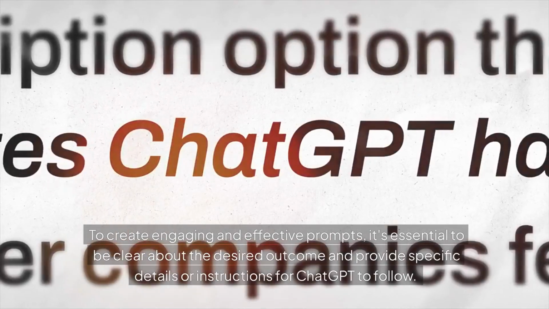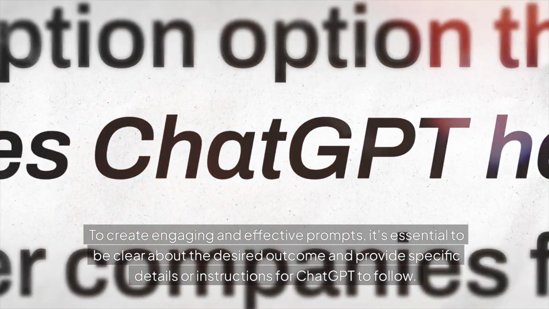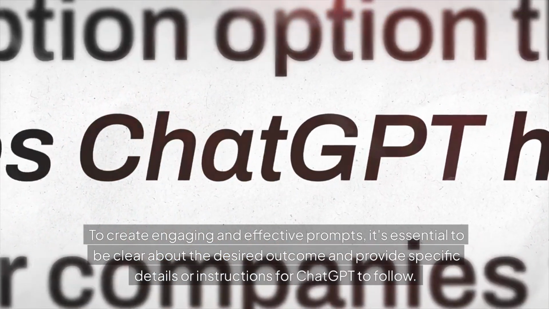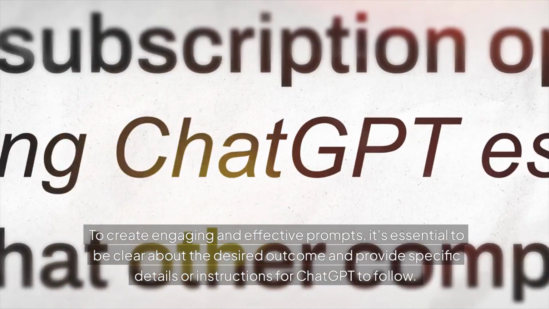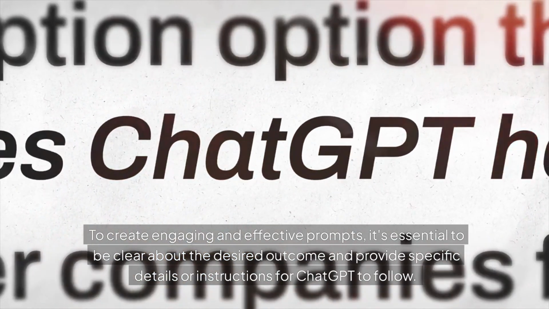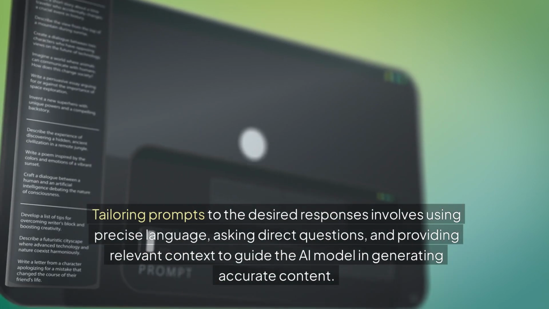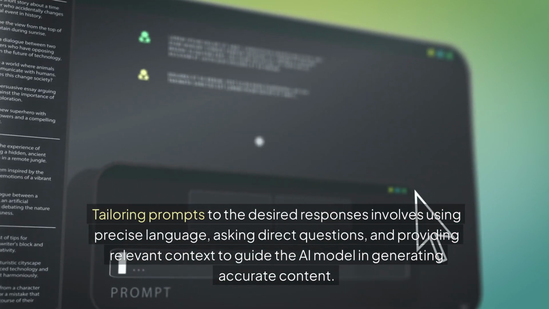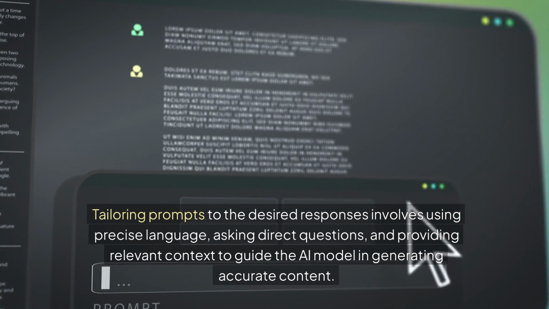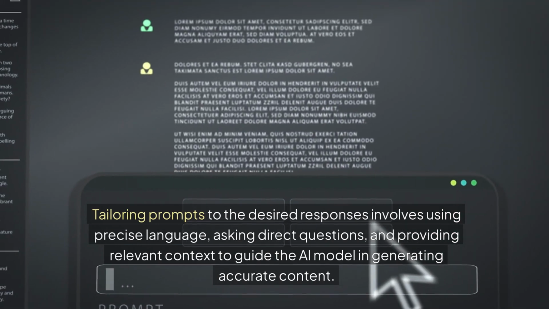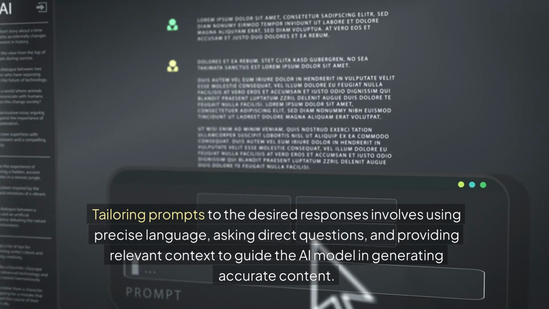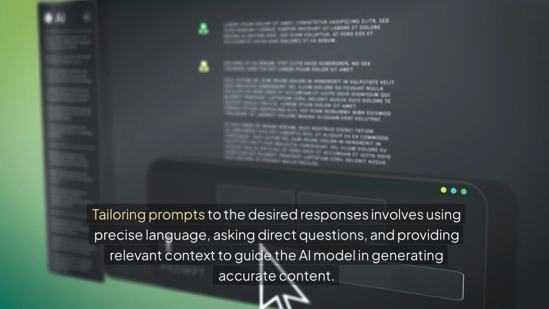To create engaging and effective prompts, it's essential to be clear about the desired outcome and provide specific details or instructions for ChatGPT to follow. Tailoring prompts to the desired responses involves using precise language, asking direct questions, and providing relevant context to guide the AI model in generating accurate content.